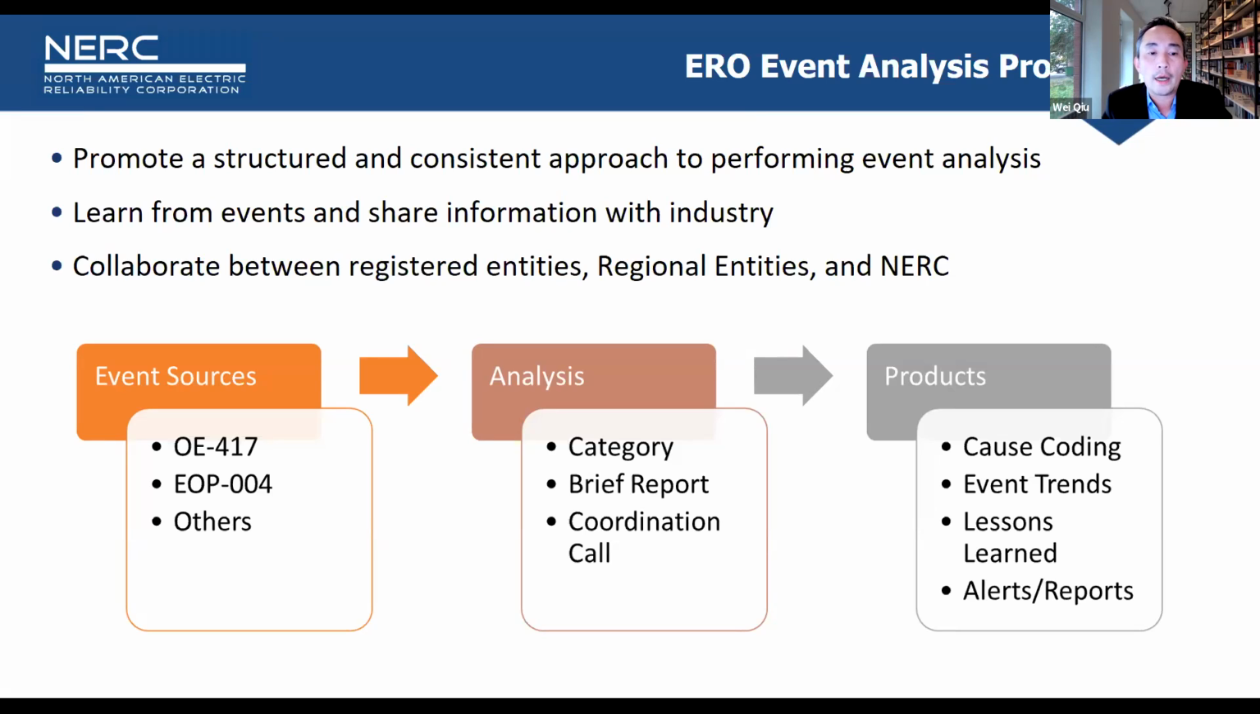First of all, we have an event source. At the beginning, the entity will report the event to us through the OE-417 form, the EOP-004 form, and other forms. The EOP-004 and the OE-417 are the mandatory forms for the entity to report the event once the event meets some reporting threshold. For example, if you lost three BPS elements, you need to report that. Or if you lost a load greater than 300 megawatts, you need to report that.